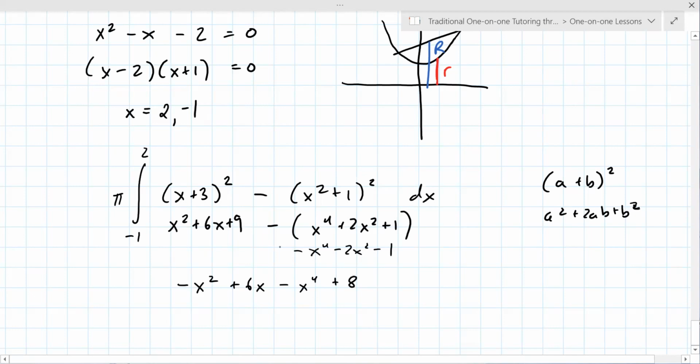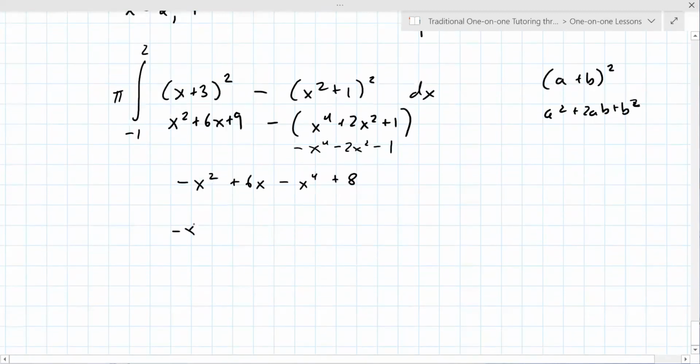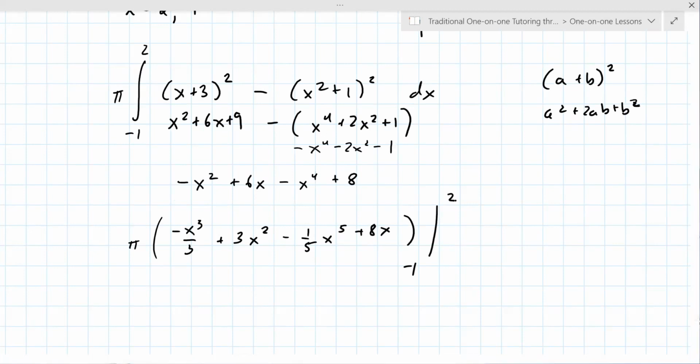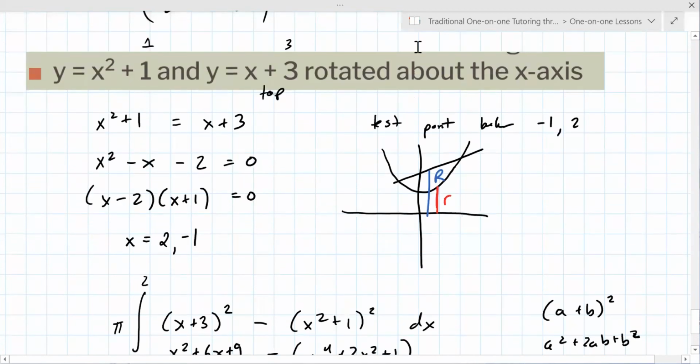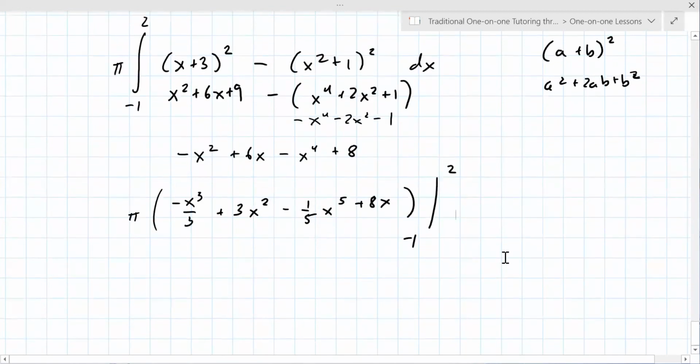So then minus x cubed over 3 plus, well, there's a pi out in front, plus 6x minus x to the 5th over 5, plus 8x from 2 to 1. All right, yeah. So a nice simplification here would have been if your instructor told you something, but I understand that from here there's no more calculus. This is purely just evaluating numbers.